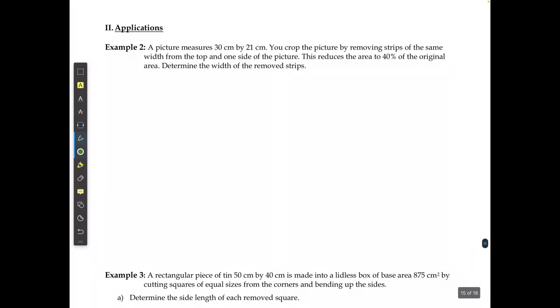If I put it into a word problem, a picture measures 30 centimeters by 21 centimeters.